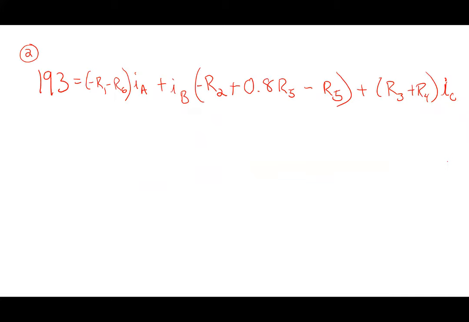So if I write that over here, my third equation becomes IA minus IB minus 0.4 R3 times IC equals zero.